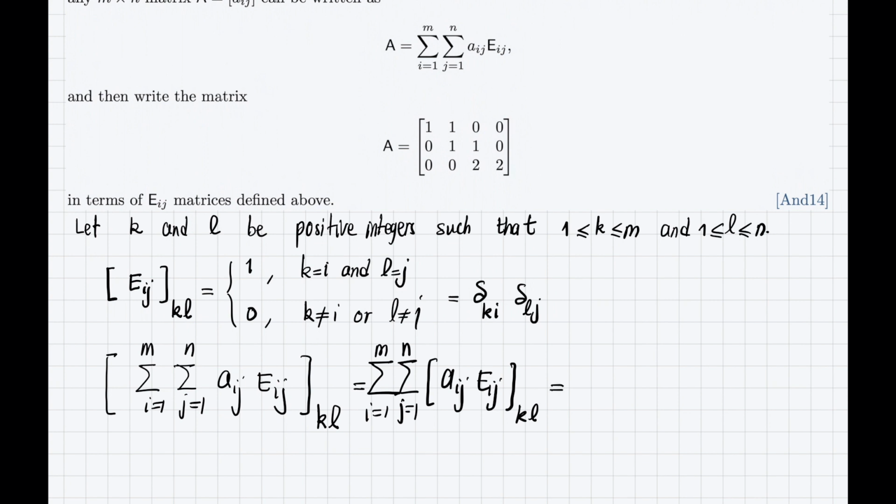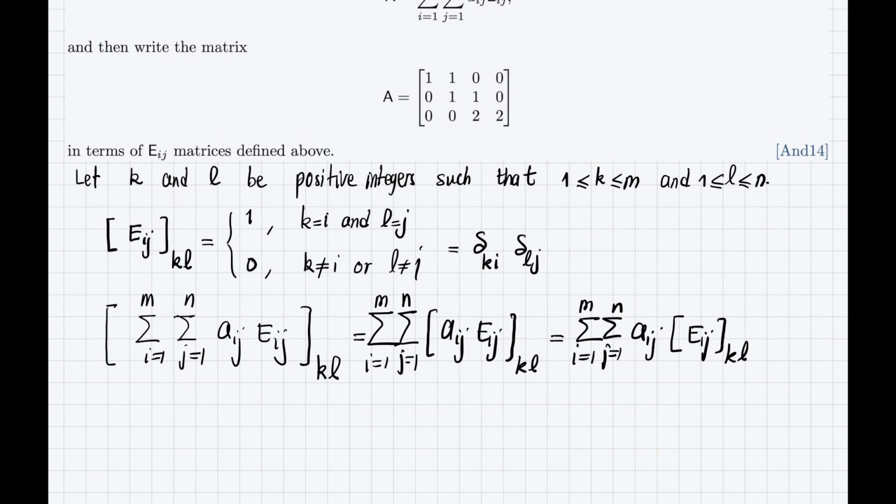We know that if I have a matrix multiplied by a scalar, a number, and I'm interested in the kth entry of that, I can simply write a_ij multiplied by the corresponding entry of this matrix, and I also have these double sums, so I will write them down: sigma i goes from 1 to m, sigma j goes from 1 to n. But now I use this equality, so instead of this one I can replace it with delta_ki delta_lj. So it becomes sigma i goes from 1 to m, sigma j goes from 1 to n, a_ij, and then delta_ki, delta_lj.